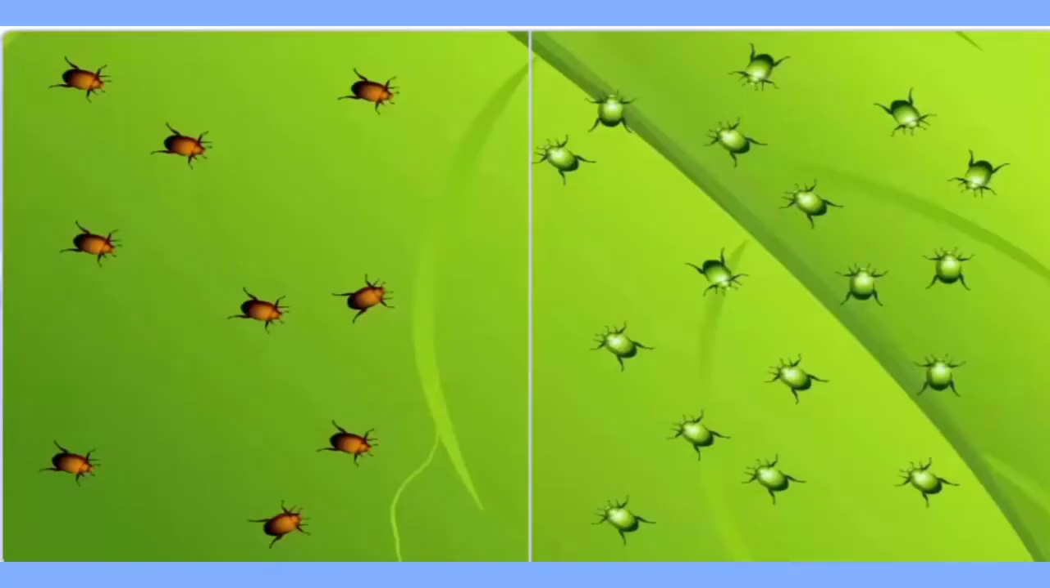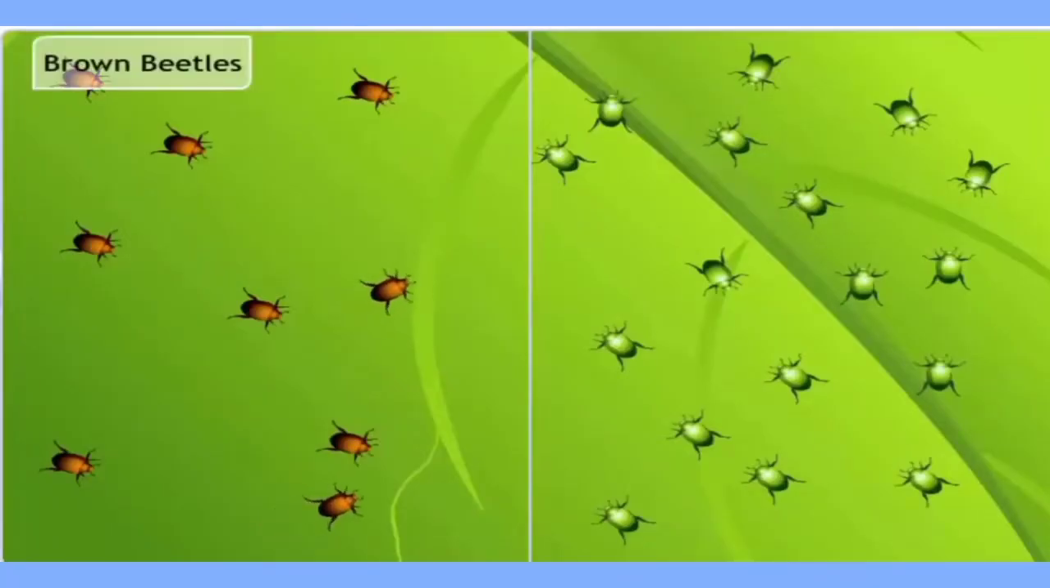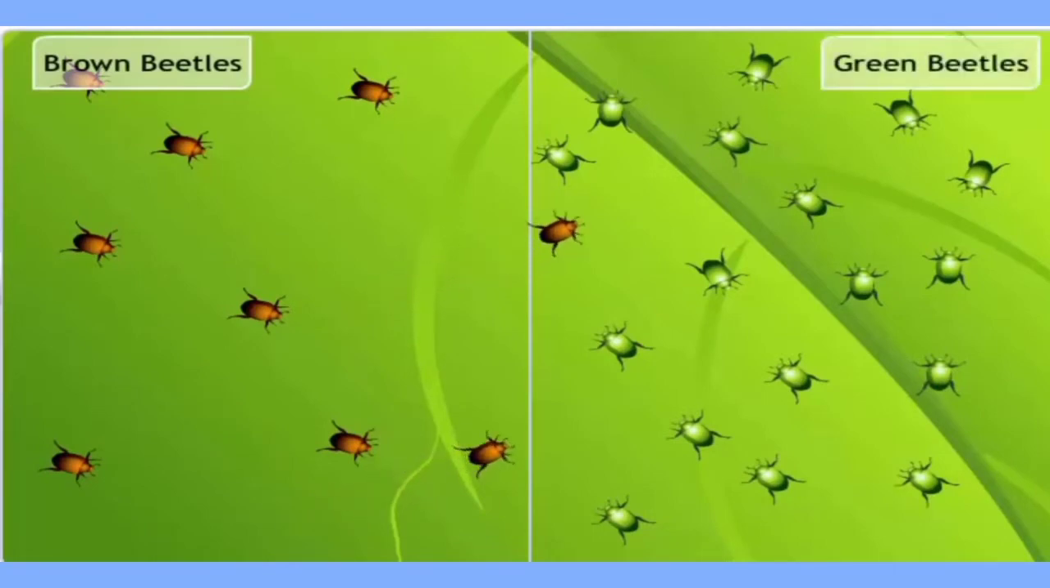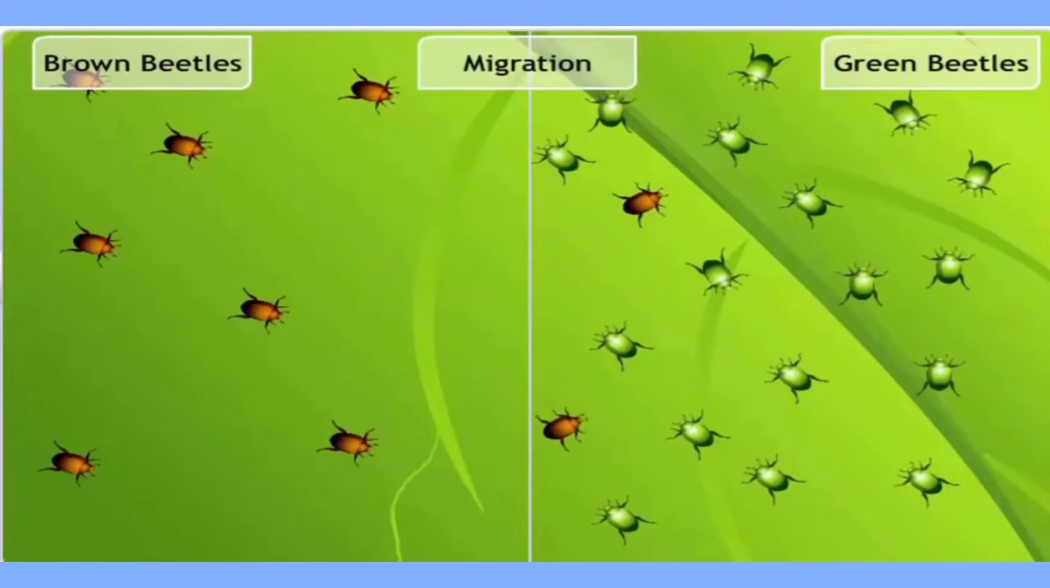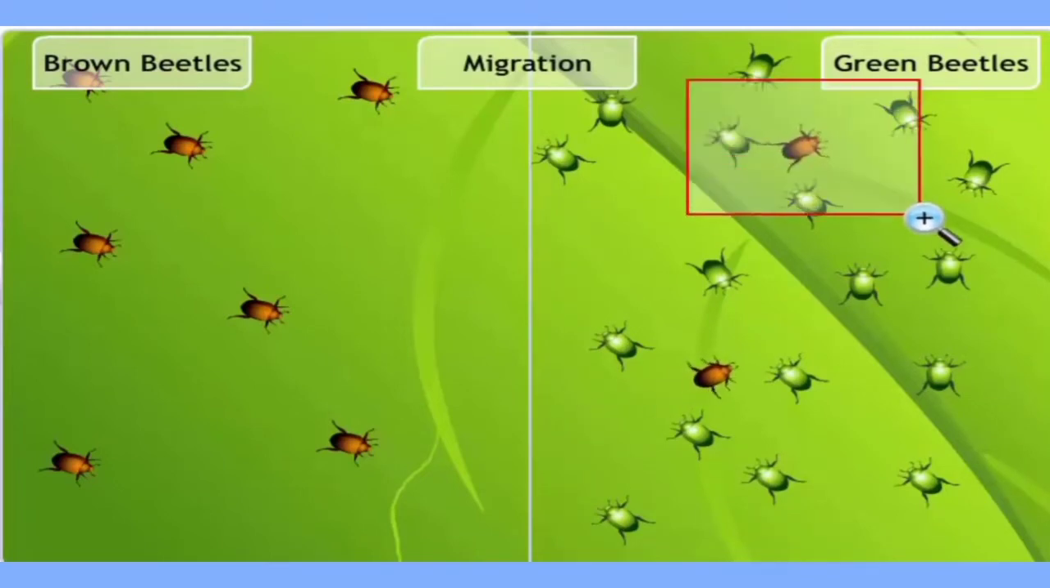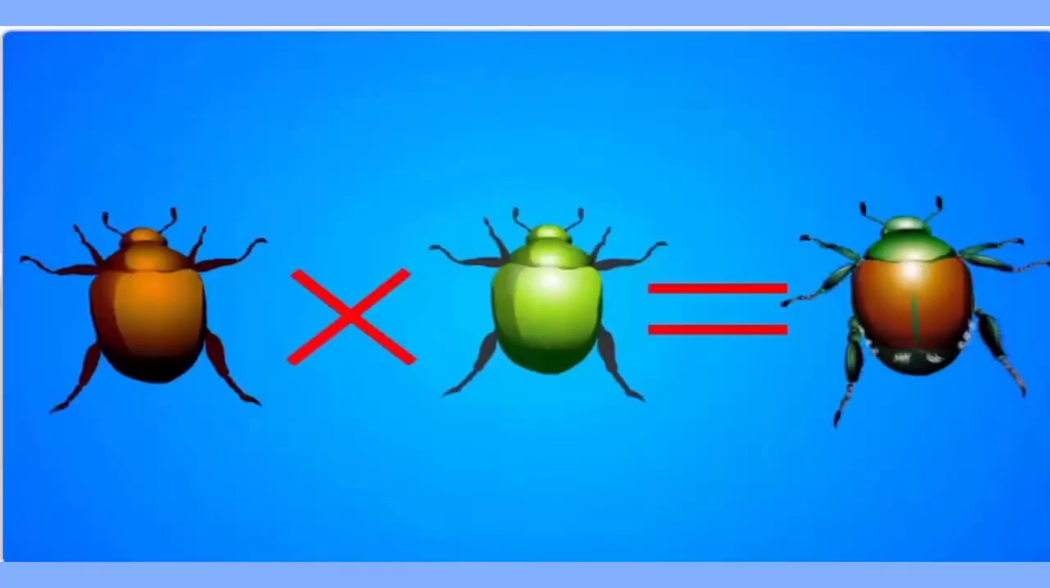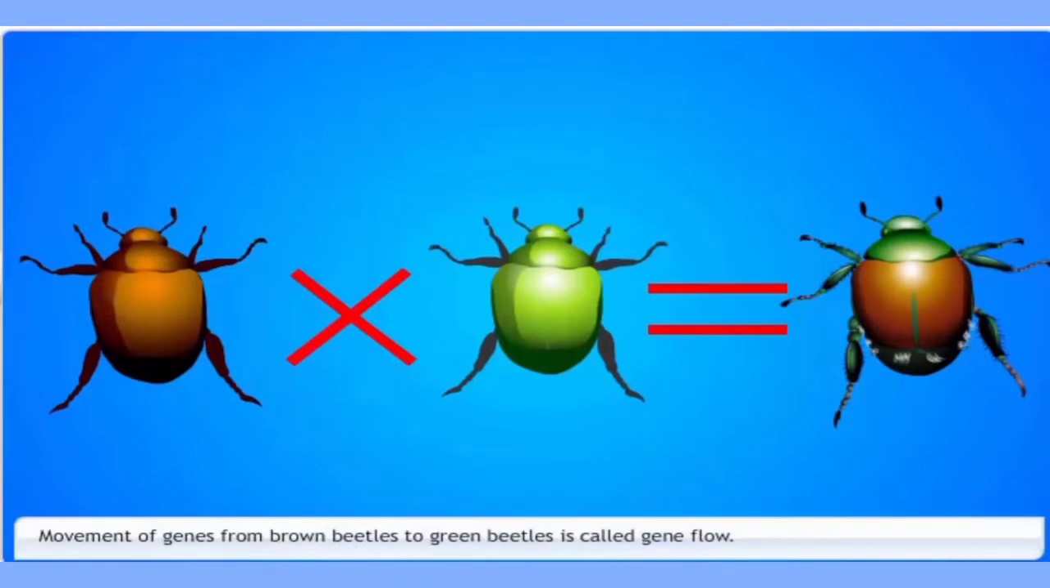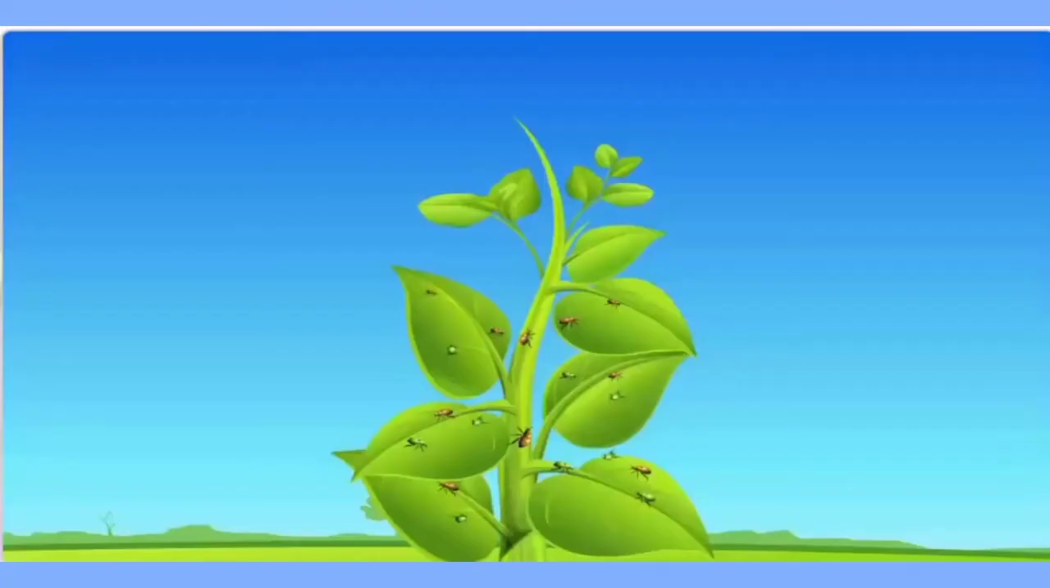There may be a situation where some brown beetles join a population of green beetles. This is called migration. Breeding between the brown and green beetles introduces new gene combinations to the population. This movement of genes from brown beetles to green beetles is called gene flow.